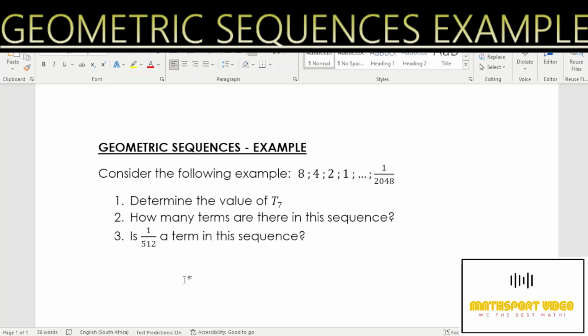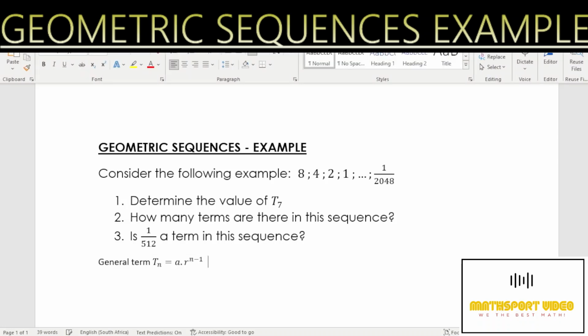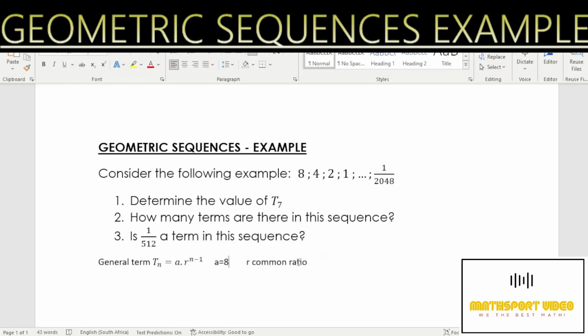What we need to do at the beginning is find the general term. Remember, the general term is given by this formula, Tn equals A multiplied by R to the power of n minus 1. Also remember A is your first term and R is the common ratio between the terms. In this example, the first term is 8, so A is equal to 8.